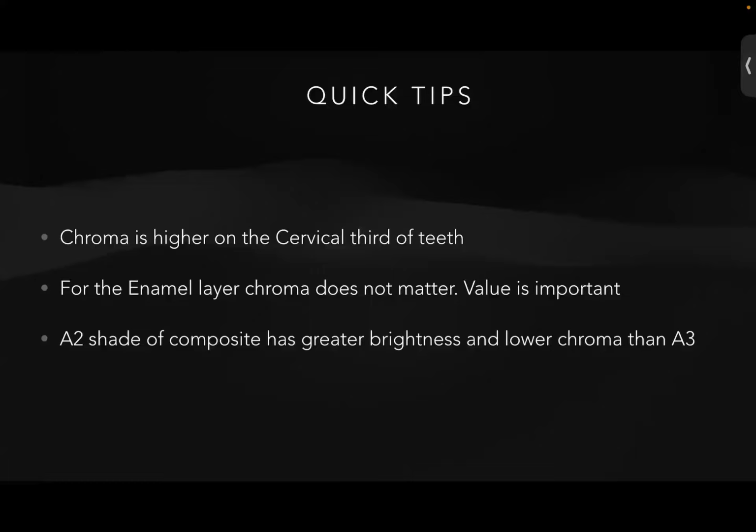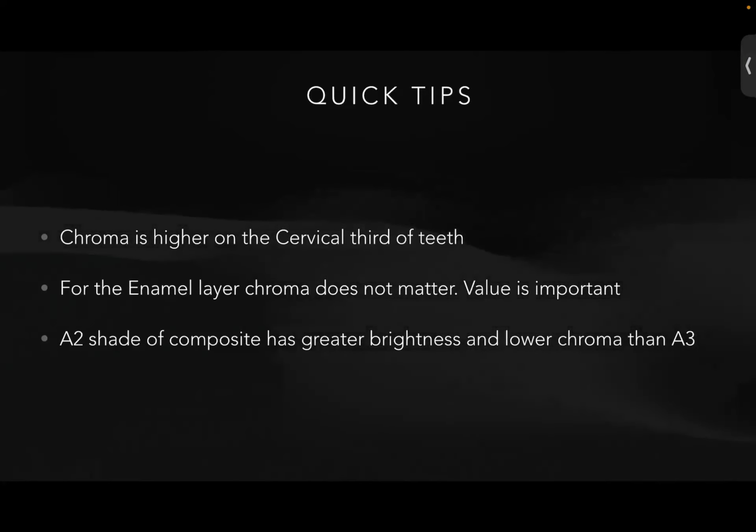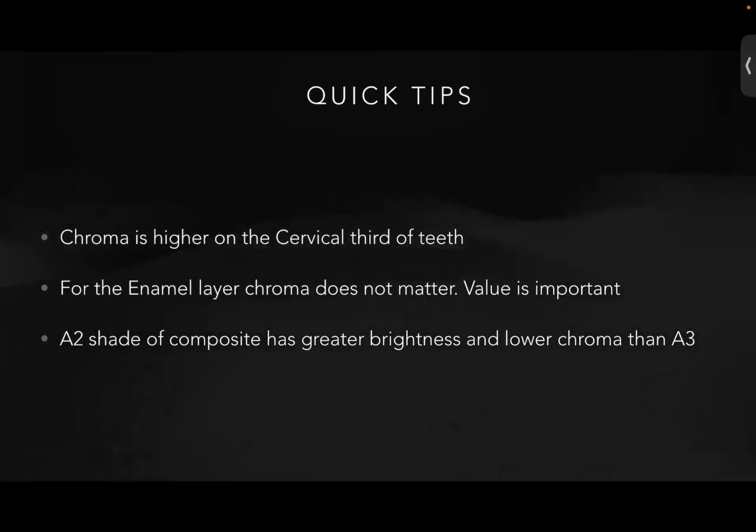The third point: A2 shade of composite has greater brightness and lower chroma than A3. When we say that we need a more chromatic restoration, you need to go down. You need to go A3, A3.5. When you need a greater brightness, you go A2 or A1. But the chroma is going to decrease. As we discussed, it is indirectly proportional. Right?